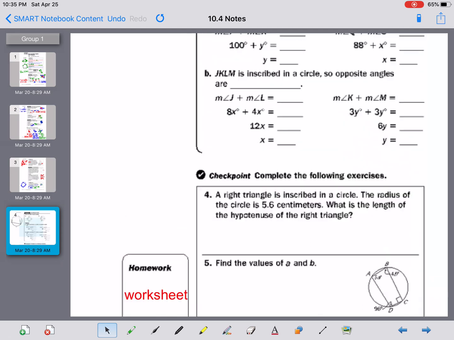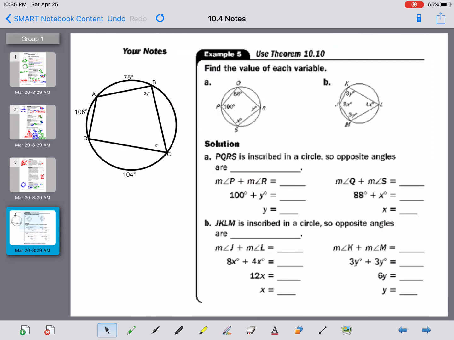Using all of our rules combined, we're going to work on our inscribed angles and these inscribed quadrilaterals at the same time. Find the value of each variable. So when I look at A, I have a circle, I have an inscribed quadrilateral. So right away, I know the opposite angles are going to be supplementary. They're going to equal 180 together. And I can't stress enough, so many people just want to set them equal to each other. They're not equal, but together they equal 180.